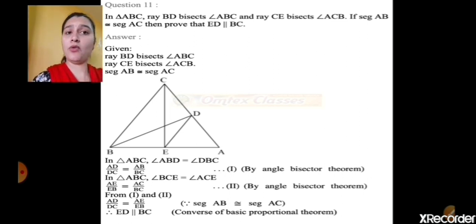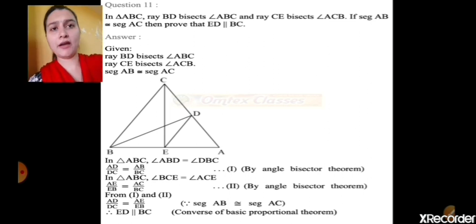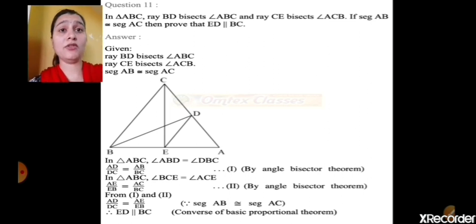So when they are both in proportion, you can see in the diagram where AD is, where DC is, and AE and EB. So you can see they are all in proportion. So by the converse of BPT, I will say the lines are parallel. I hope you understood this question.